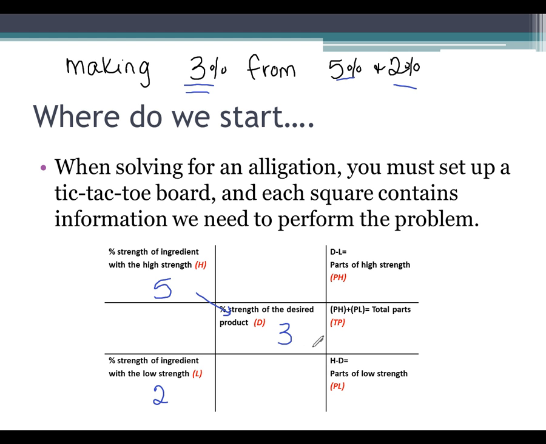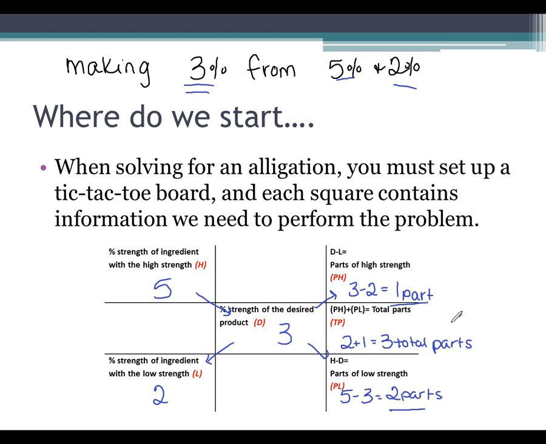The next thing I'm going to do is take 5 and subtract diagonally. So I'm going to take 5 minus 3. This is equal to 2 parts. I'm going to subtract diagonally this way, and I have 3 minus 2. That gives me 1 part. I'm going to add these two numbers together to get a total part. So I have 2 parts plus my 1 part, which gives me 3 total parts.